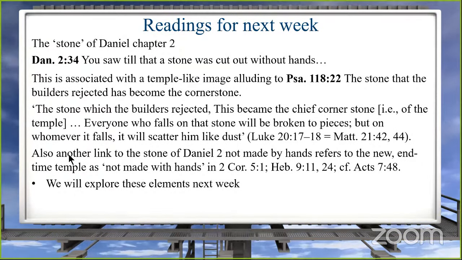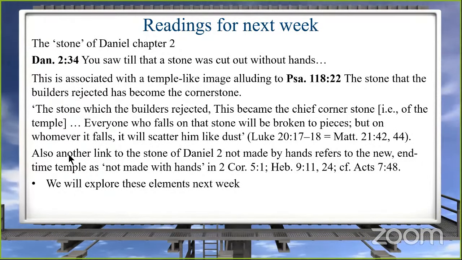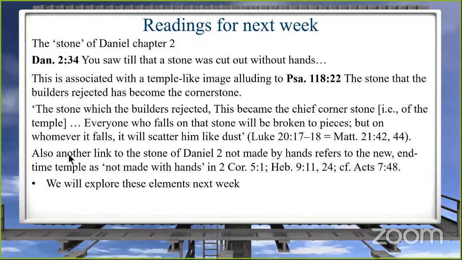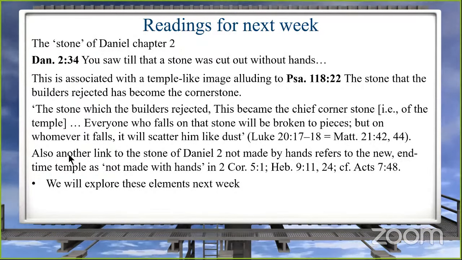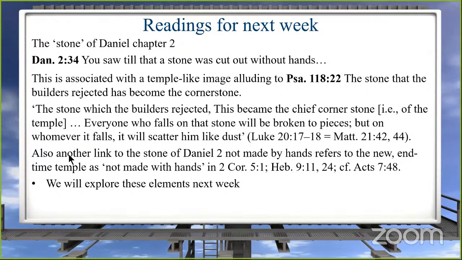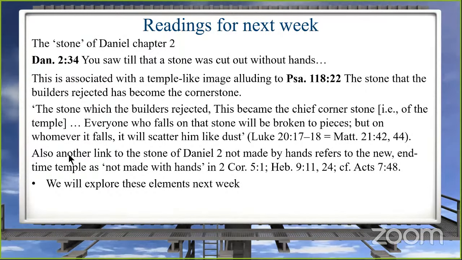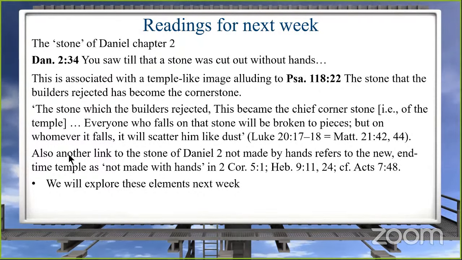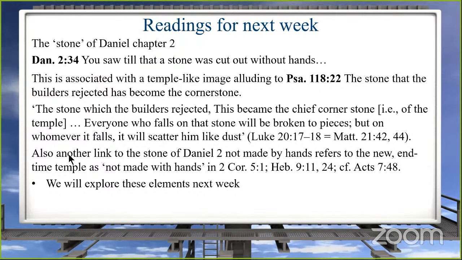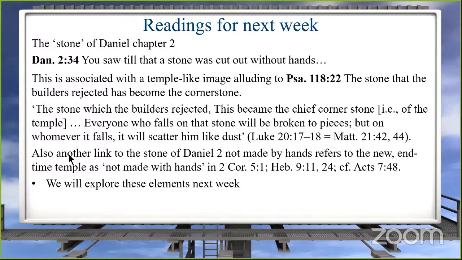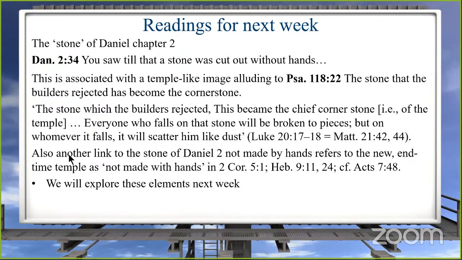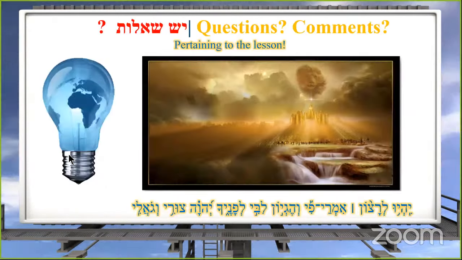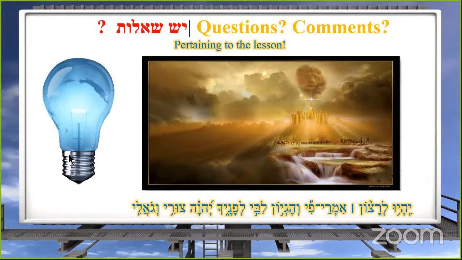Also, another link to the stone in Daniel 2, not made with hands, refers to the new end-time temple as not made with hands. Okay, and in 2 Corinthians 5:1, Hebrews 9:11, and so on. We'll be talking about those next week. So I just put that on it. We'll explore these elements at that point in time, but it's something for you guys to get started on for next week, because there's a lot to cover next week. All right, so now, any questions?